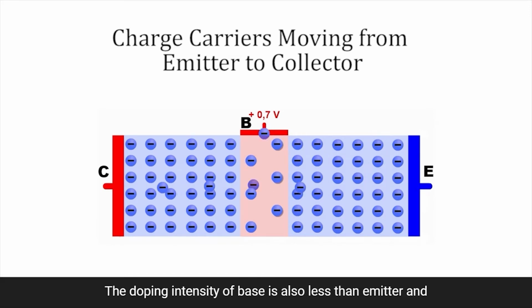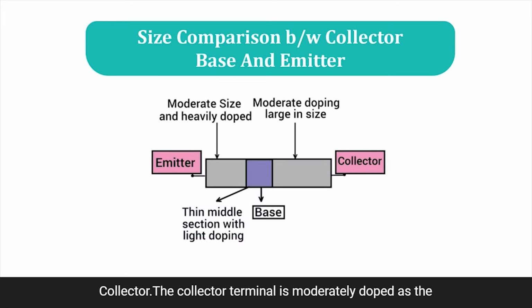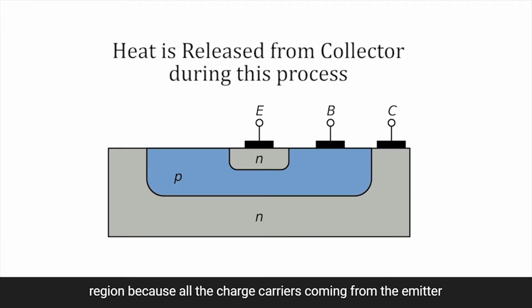The doping intensity of the base is also less than the emitter and collector for the same region mentioned above. Collector. The collector terminal is moderately doped and the size of the collector region is slightly more than the emitter region, because all the charge carriers coming from the emitter recombine at the base and heat is released in this process. Thus, it is necessary for the collector terminal to be large enough so that it can dissipate the heat and the device may not burn out.